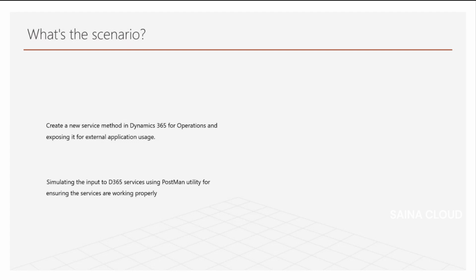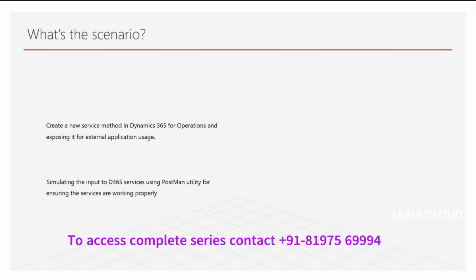To simulate this, we will not build an application directly in .NET, and we will just try to access a service. I think you would have used this Postman utility. If not, I'll explain. Postman is a tool which is used for testing any services. It doesn't matter whether it's a finance and operation service or something else.